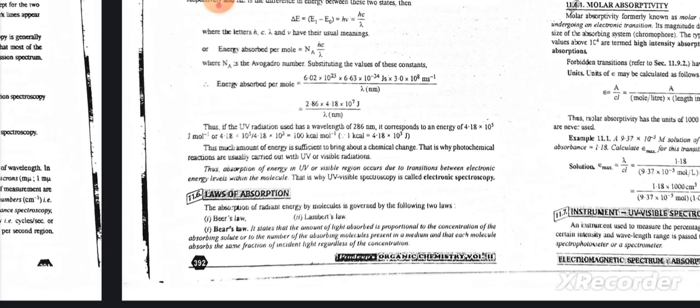Thus, if the UV radiation used has a wavelength of 286 nanometers, it corresponds to an energy of 4.18 into 10 raised to power 5 joule mole inverse, as given above. Laws of absorption: the absorption of radiant energy by molecules is governed by the following two laws: Bohr's law and Lambert's law. The first one is Bohr's law.